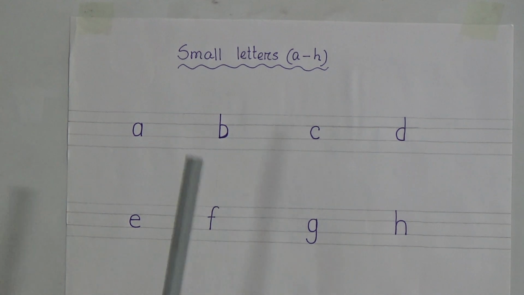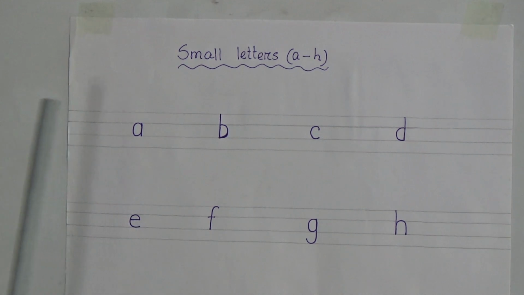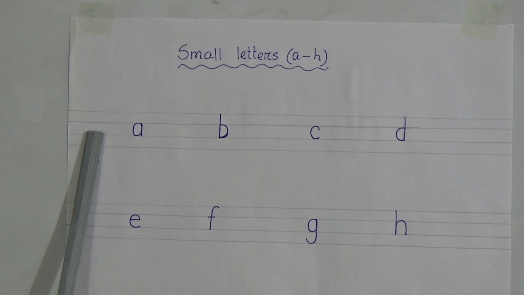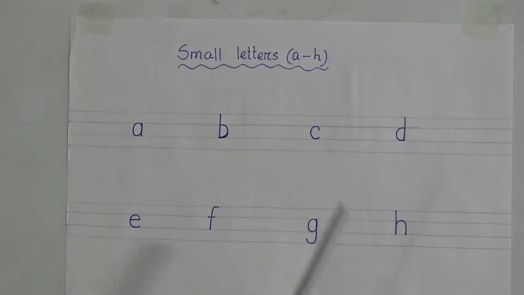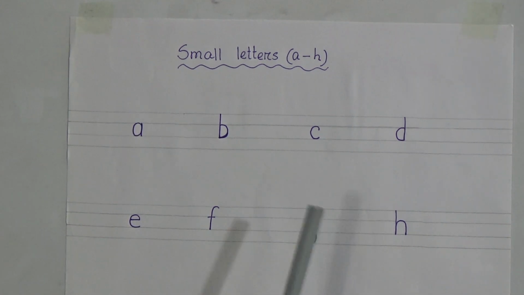Okay, students, so you have to be careful that for writing some letters you have to use the middle line, for writing some letters you have to use the first 2 lines, and for writing some letters you have to use the last 2 lines. Here A, C and E, for writing these letters we have to use the middle line. B, D, F and H, for writing these 4 letters we have to use the first 2 lines. And for writing G, we have to use the last 2 lines.